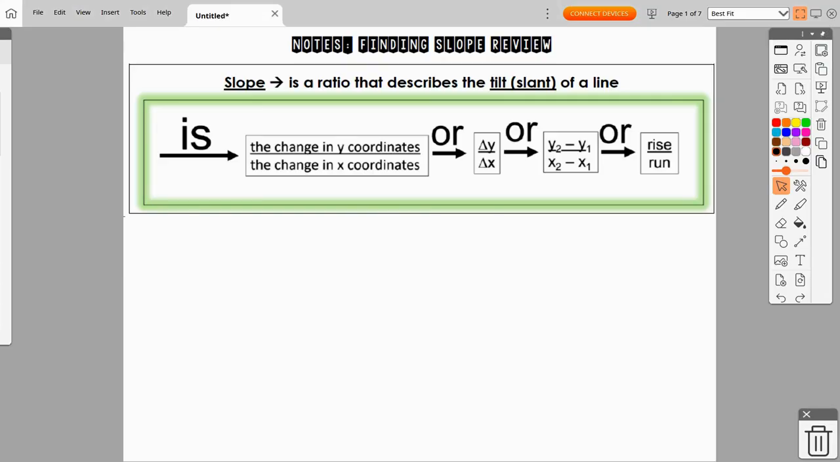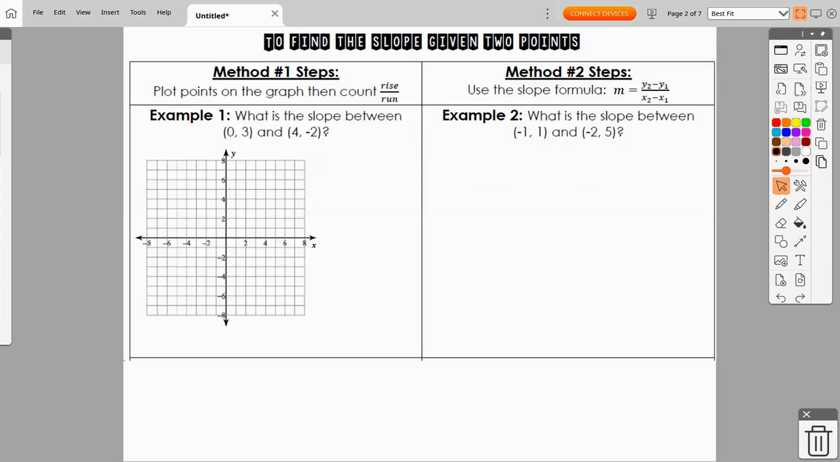In today's lesson, we're going to learn about finding slope. Slope is a ratio that describes the tilt or slant of a line. It's known as the change in y coordinates over the change in x coordinates. It's also known as the change in y over the change in x. You can also see the formula, which is y sub 2 minus y sub 1, all over x sub 2 minus x sub 1, or it's also known as rise over run. So it takes many forms and many shapes, but we're going to go ahead and use it here.